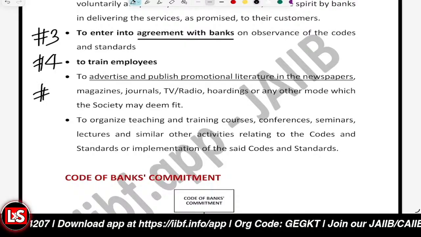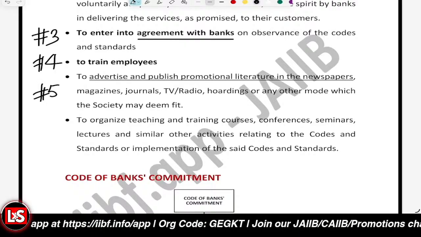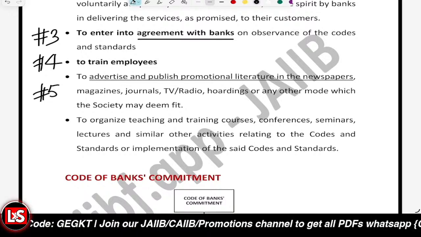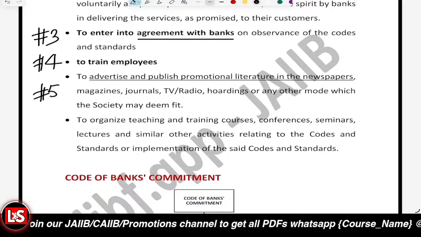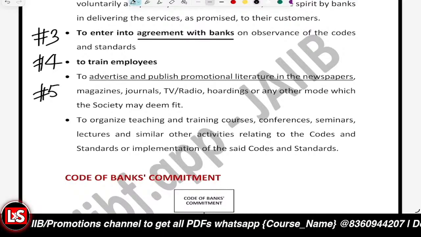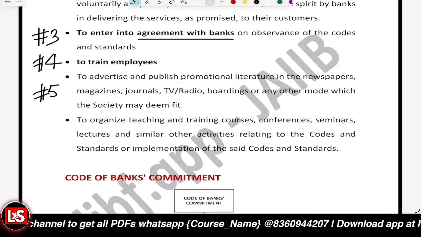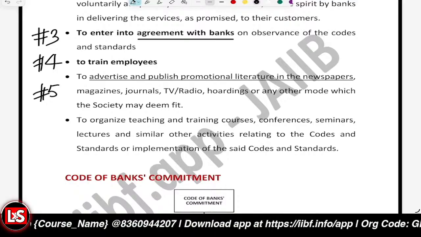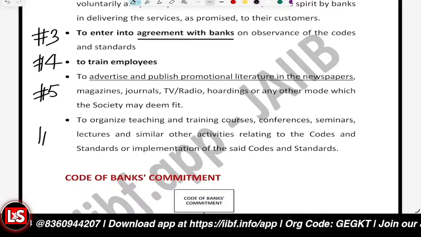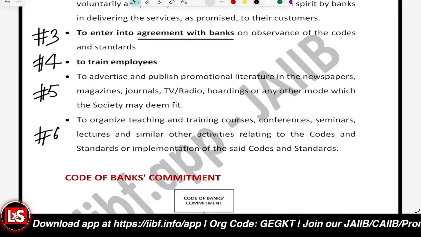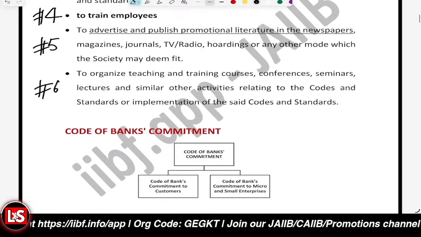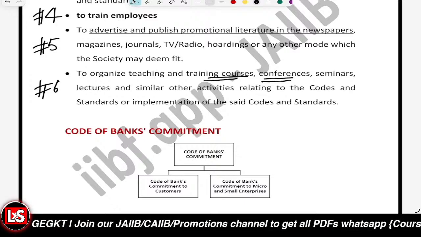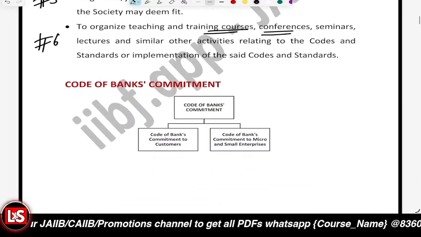And the fifth one is about public awareness. So as to advertise and spread the awareness through newspapers, journals, TV, radio, or any of the media, because we want to spread the awareness among the customers that these are the minimum standards, minimum services that you are to get, right? You are eligible for that. You should be aware of it. And the sixth one is about educational activities, like organizing seminars, conferences, training courses, etc., related to the banking standards and their implementation, right?